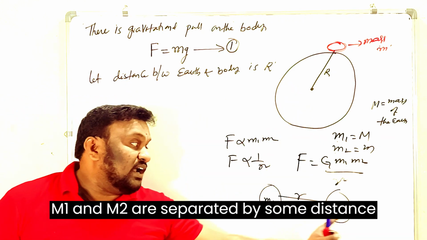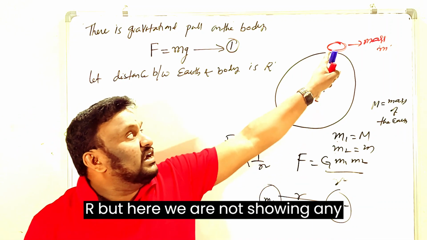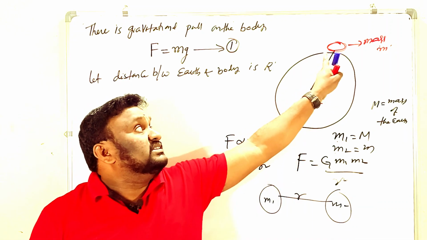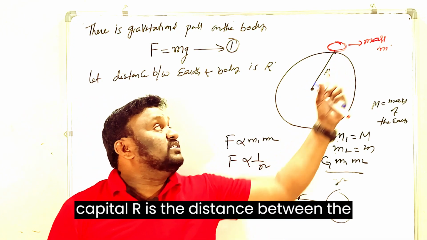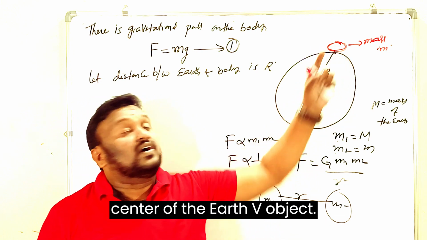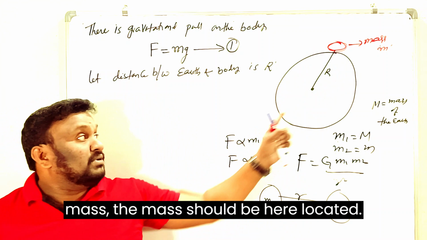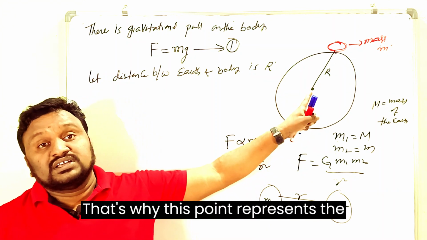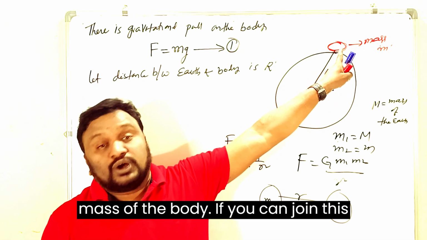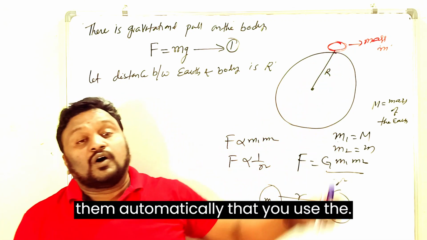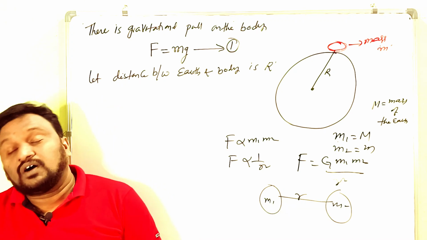Here you have to think about one thing. In this case m1 and m2 are separated by some distance r, but we are not showing any separation between the earth and the object. Here we are saying that capital R is the distance between the center of the earth and the object. According to the definition of center of mass, the mass should be located here. That's why this point represents the mass of the earth and this is the mass of the body. If you join this, that will give the distance between the earth and the object.